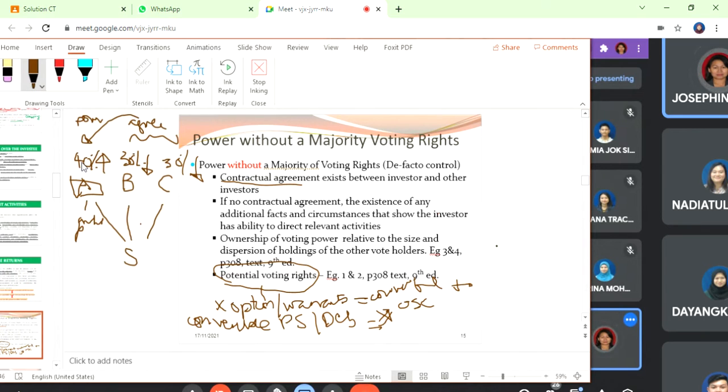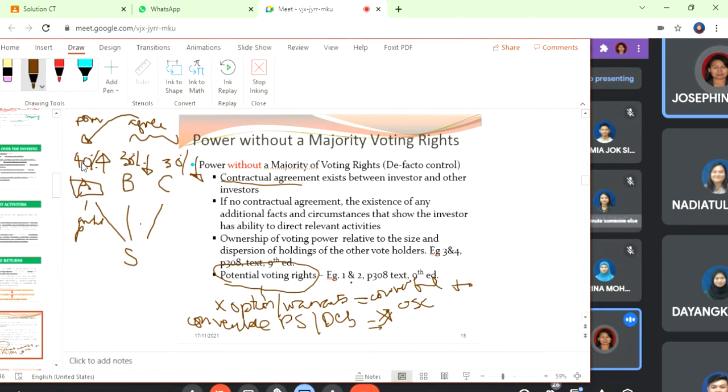So this is the existence of potential voting rights. You can refer to your textbook on page 309. Just go to example 1, example 2, and example 3. Let me read example 1.